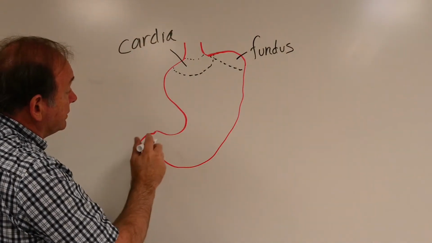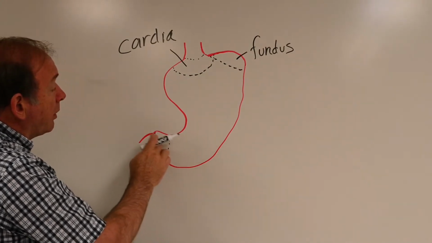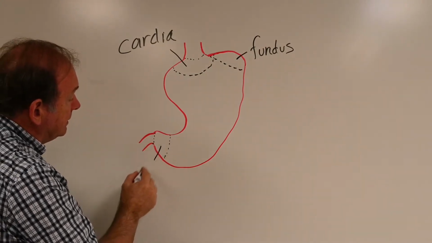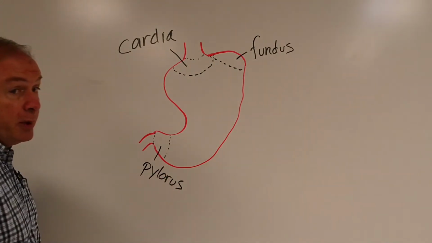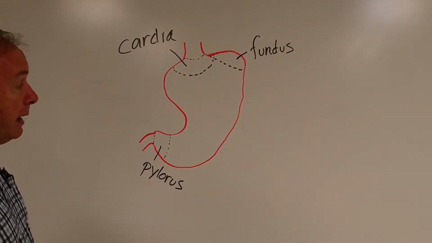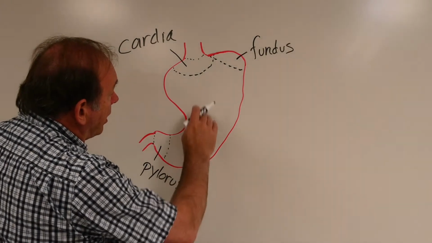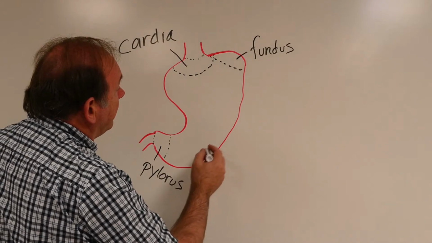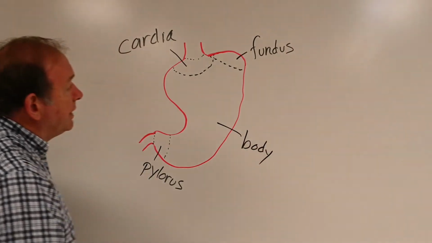Down on the other end of the stomach, near where we enter into the intestine, there's a region we call the pylorus or pyloric region of the stomach. All of this in between right in here, all the remainder, is referred to as the body of the stomach.